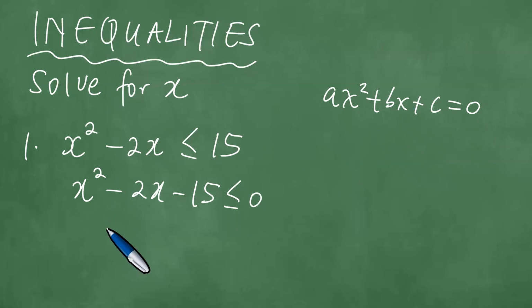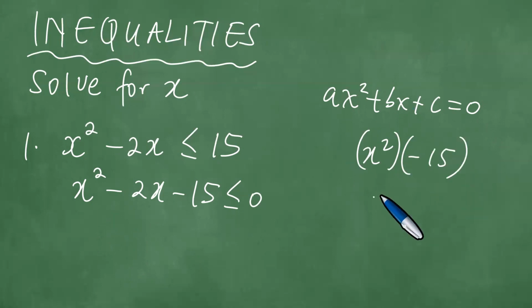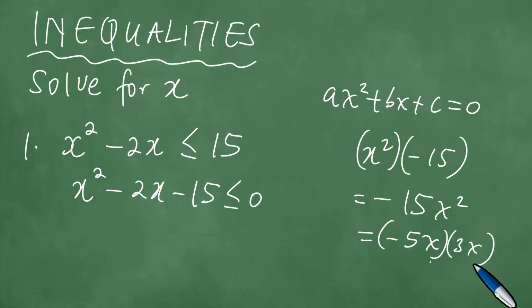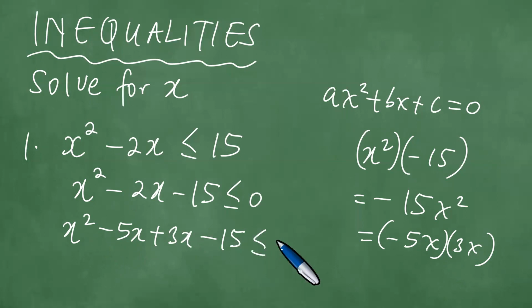Then when we get to this point, we can factorize this with ease. If it doesn't easily factorize, we use the quadratic formula. So we are spoiled for choice. We multiply x squared with minus 15. We get minus 15x squared. And we can see that we have minus 5x and what? And 3x as the factors. So at this point, we have x squared minus 5x plus 3x minus 15 is less than or equal to 0.